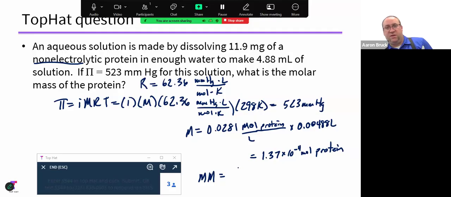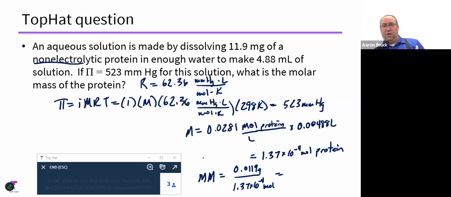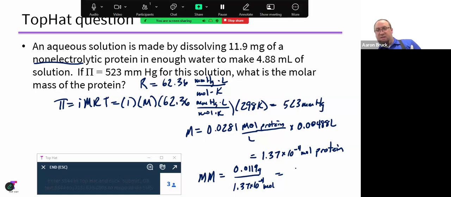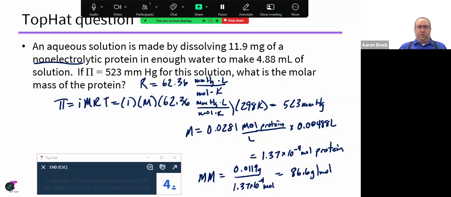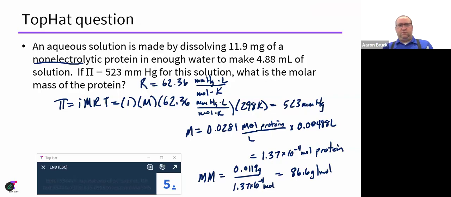Molar mass is grams over moles, so 0.0119 grams divided by 1.37 times 10 to the negative fourth moles. And we get 86.6 grams per mole. All right, any questions here?